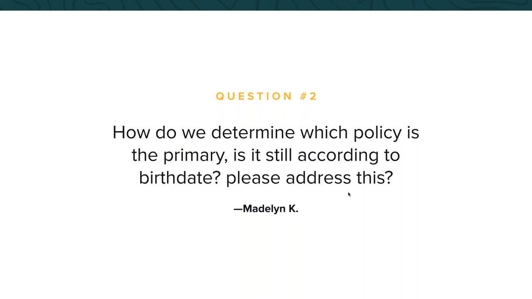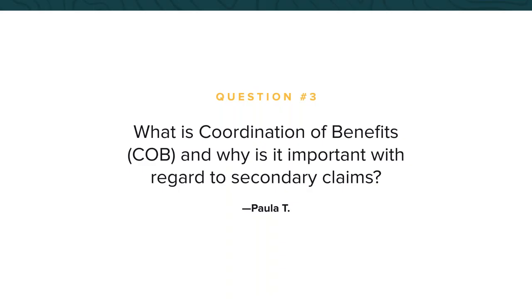But as Susan mentioned, there is a fundamental element to deciding which is primary and which is secondary. And that is something that you hit on, Susan, COB, which stands for coordination of benefits. Leads us to our next question. What is coordination of benefits, and why is it important with regard to secondary claims?